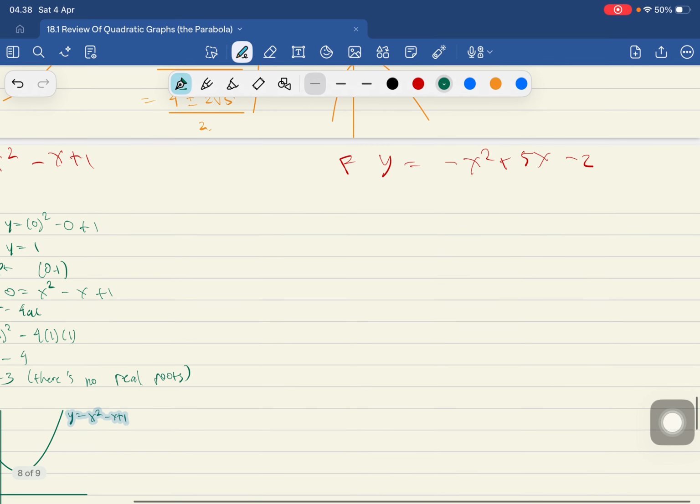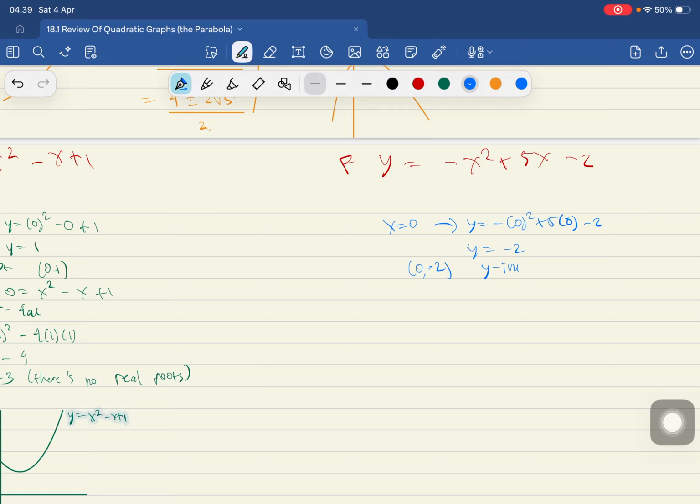Okay, F. Let's find the y-intercept when x equal to 0. So y equal to negative 0 squared plus 5 times 0 minus 2. So y equal to minus 2. So we got the point (0, negative 2). Here is the y-intercept. How about the x-intercept, which is y equal to 0?